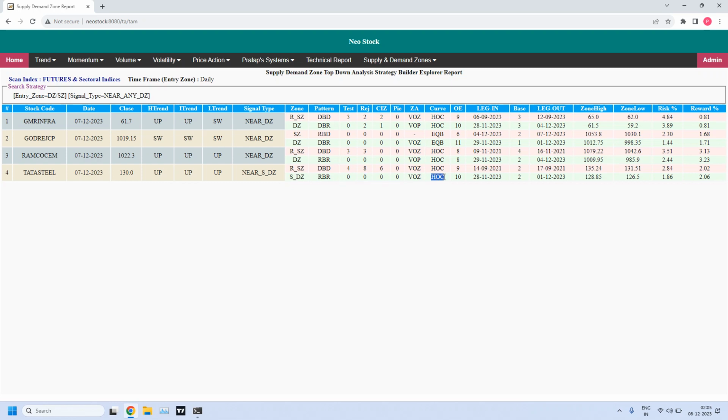But remember, it is high on the curve. Most of the time, the zones which are high on the curve should be used for intraday purpose only. So that's why you should be very careful with this stock. But the advantage is trend is very strong. Monthly is uptrend, weekly is uptrend, even daily is also uptrend.